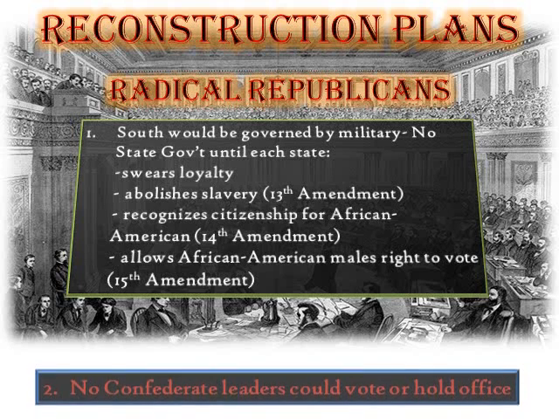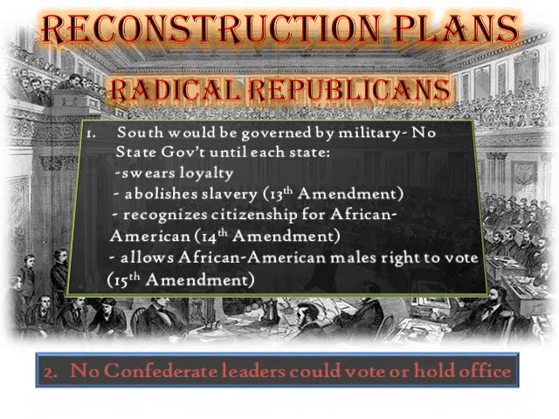They also believed that no Confederate leaders should or could vote or hold office. So this was an extremely difficult plan to put into place. They wanted the Southern people to understand that they had done something wrong, and it was going to take some work on their part to do this.